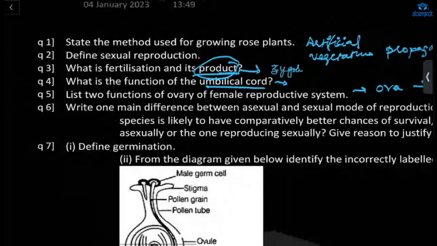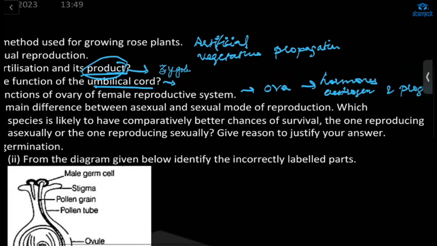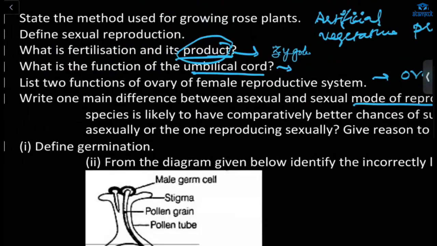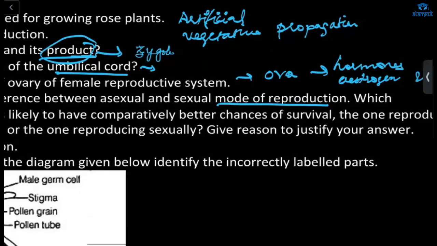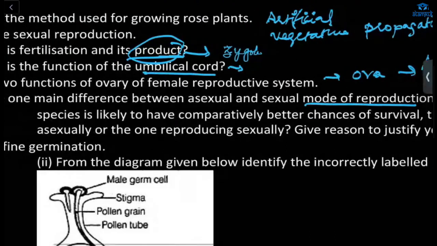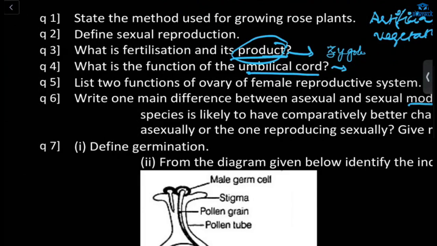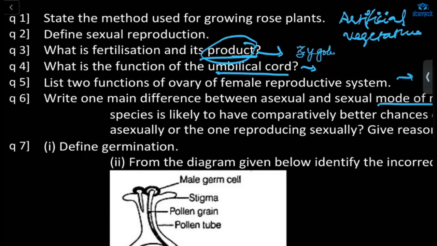Write one main difference between asexual and sexual modes of reproduction. Which species is likely to have a comparatively better chance of survival, the one reproducing asexually or the one reproducing sexually? Give reason to justify your answer. What is the main difference? In asexual reproduction, a single organism is involved. There is no fusion of gametes.